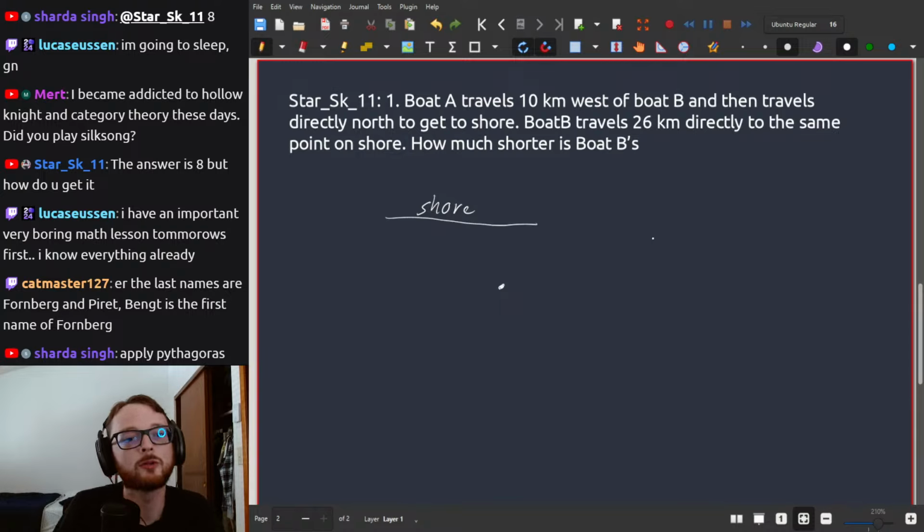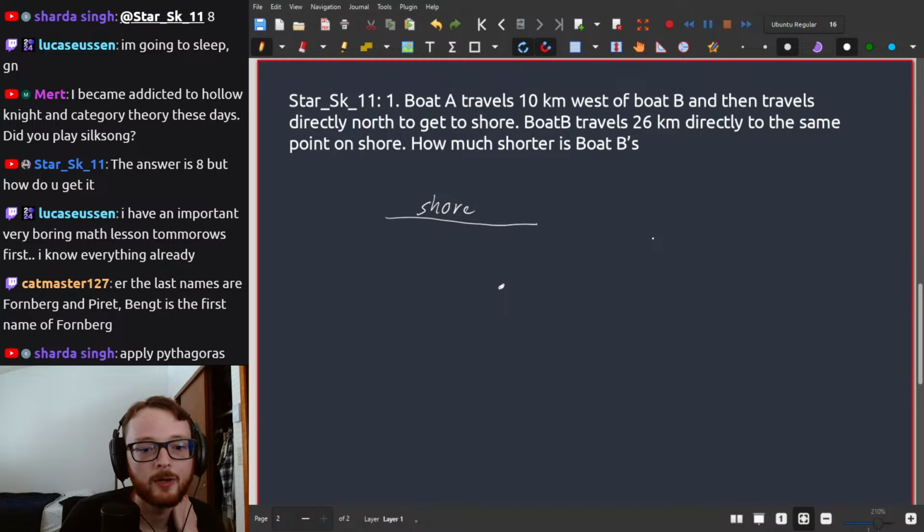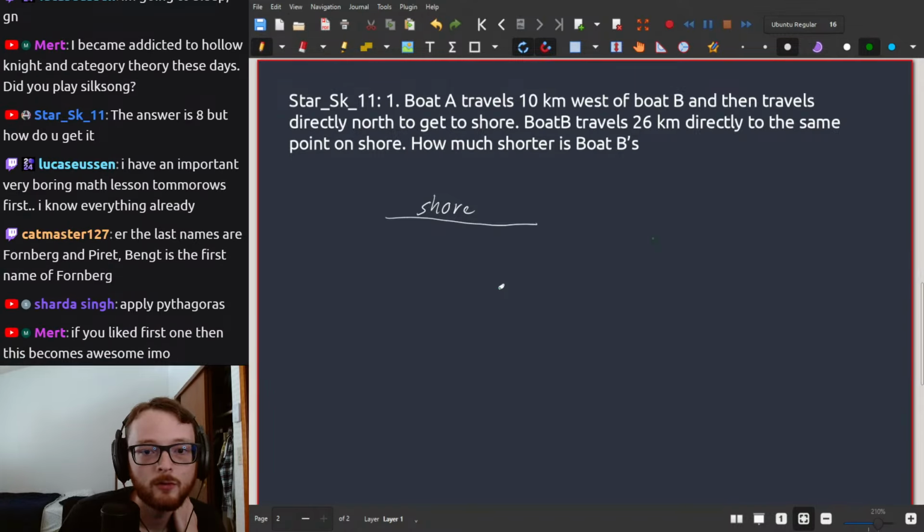Oh, to the same point on shore. I see. Okay. Yeah, I understand the question now, Star. So the path that boat A takes is 10 west, and whatever the rest is north. Put an A there. And then boat B, since it goes to the same point on the shore as A, must have traveled like this. And that's 26.